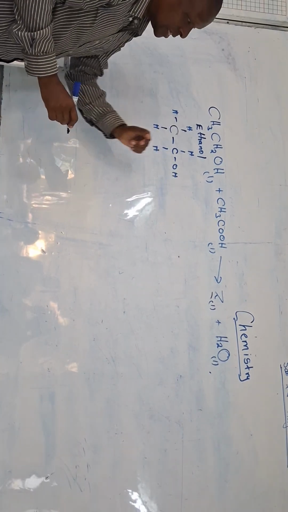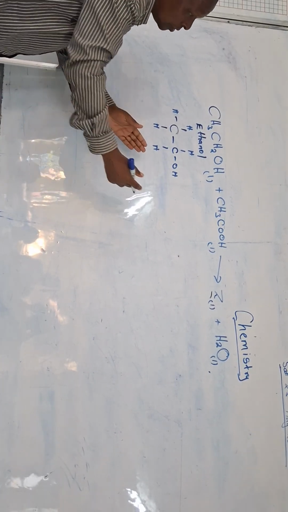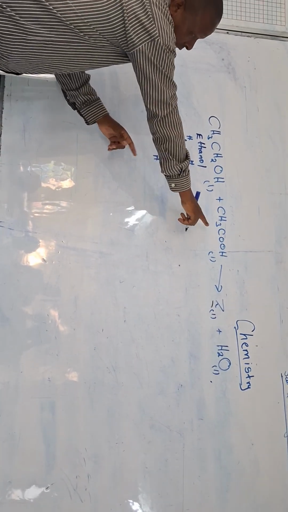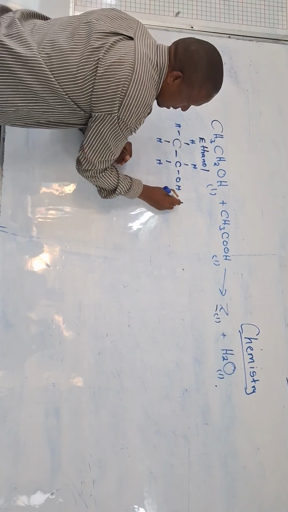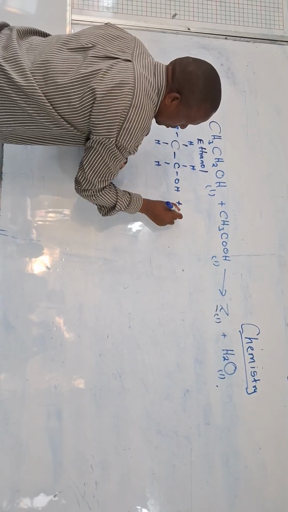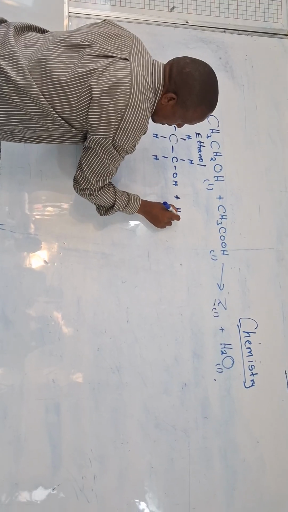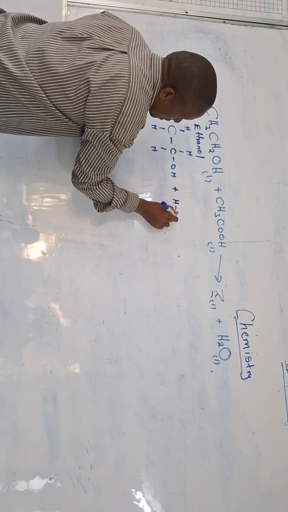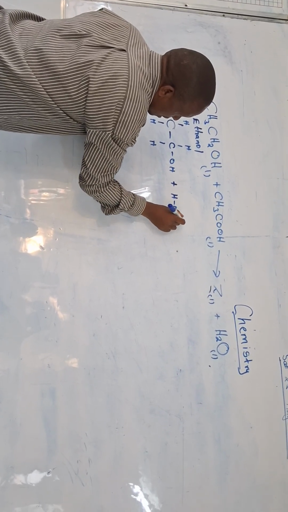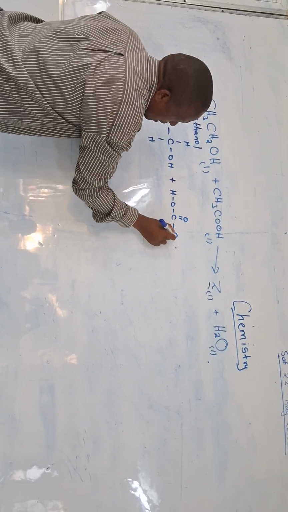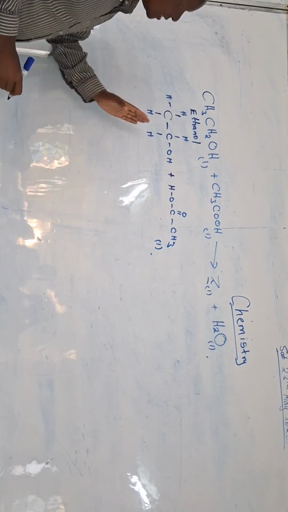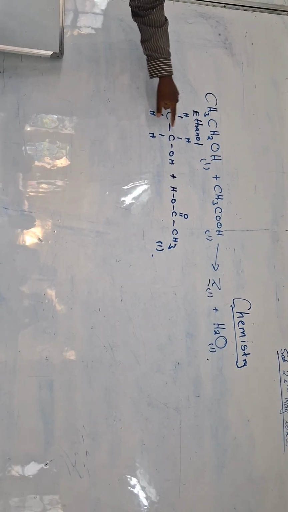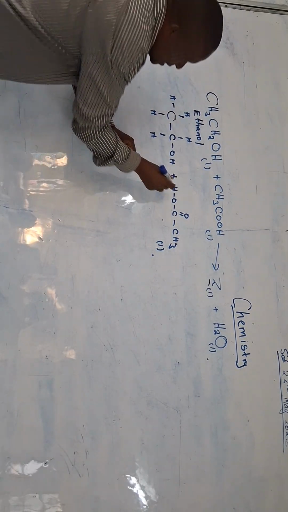Then we are reacting with ethanoic acid. So we are going to change the orientation of this structure so that the two are facing each other. Like this. We start with this H. Then we have O. Then we have C, double bond O. Then we have CH3. So this second product is ethanoic acid. So this is ethanol, just like this. And this is ethanoic acid.